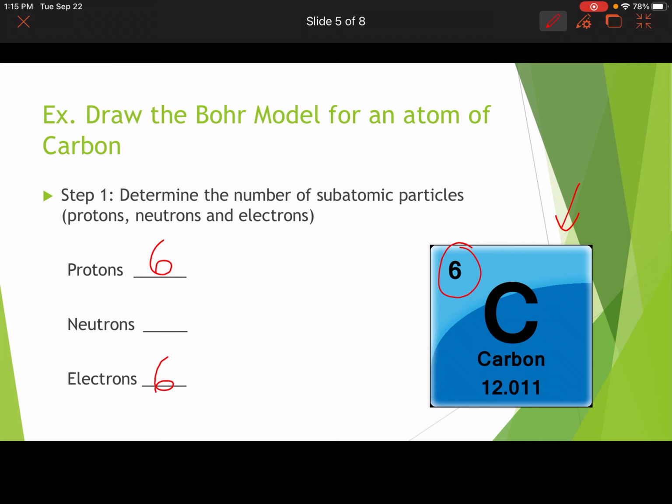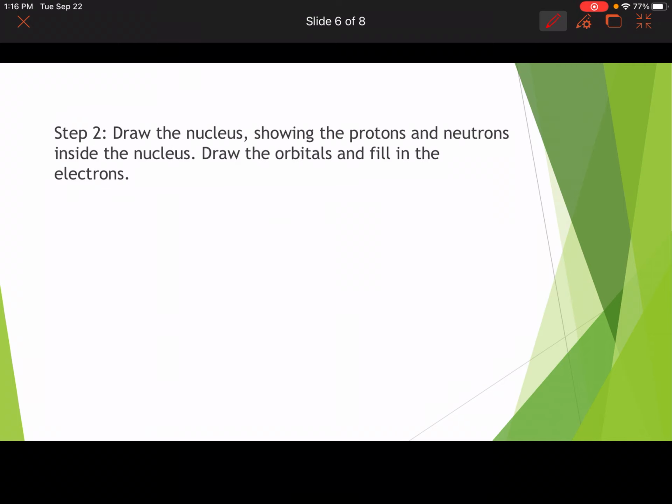Now, neutrons, you have to determine by taking the mass, which is 12. So I'm going to take the mass here and I'm going to round it to a whole number, and then I'm going to subtract the number of protons, and that's going to give me the number of neutrons. So for carbon, these are all the same. I've got 3 6s here, so each of the particles I've got 6 of. So now my next step is going to be to draw the Bohr model.